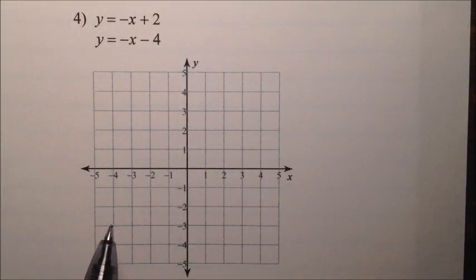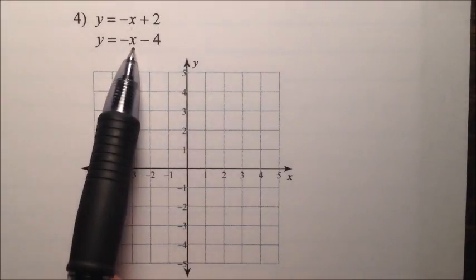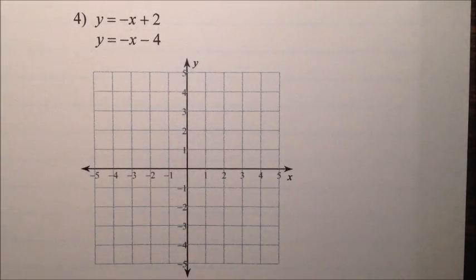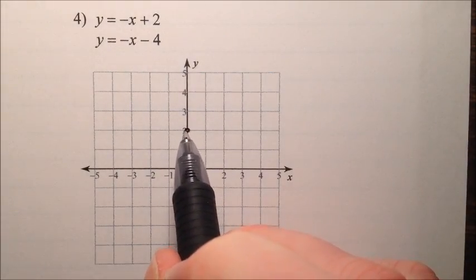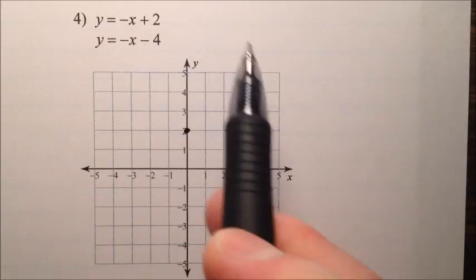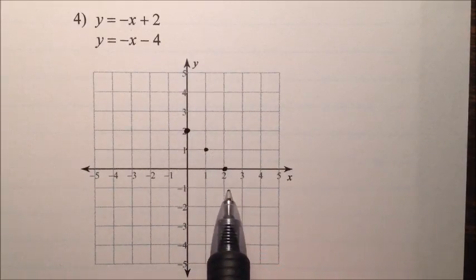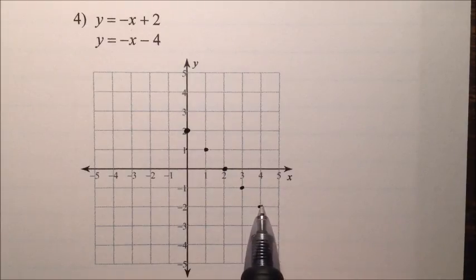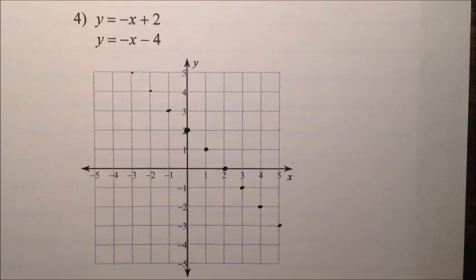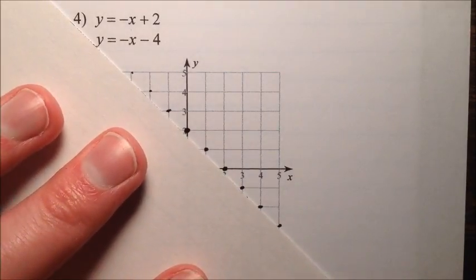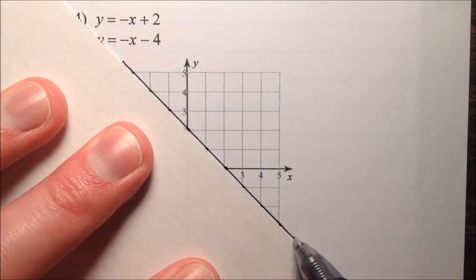In problem number 4, I have two more equations, y equals negative x plus 2 and y equals negative x minus 4. So I'm going to go ahead and graph them each. Let's do negative x plus 2, so I know it crosses the y-axis at 2. And with my negative 1 slope, I know it'll be down 1 over 1, or it's going to be up 1, back 1, up 1, back 1. So I have a line that's going to look a little bit like that.